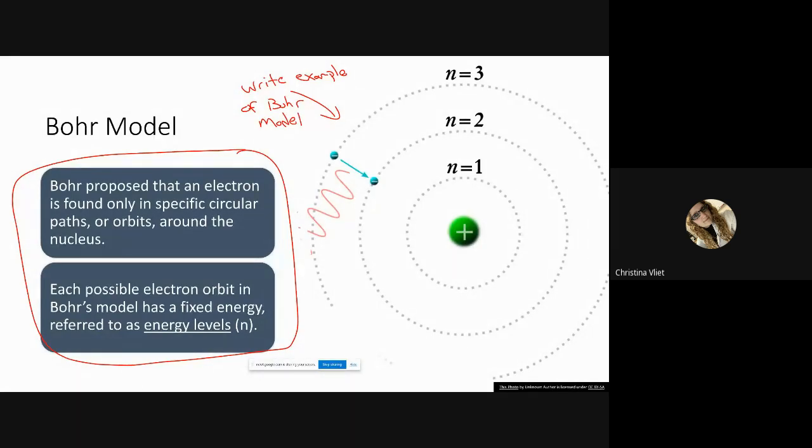The Bohr model. He proposed that electrons are found in specific circular orbits, that they move in a circular manner around the nucleus in orbits. And that each orbit, based on its distance from the nucleus, we would call an energy level. So in each orbit, the electrons would have fixed energies, and so we would call those different orbits energy levels.